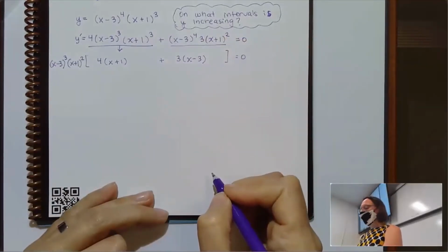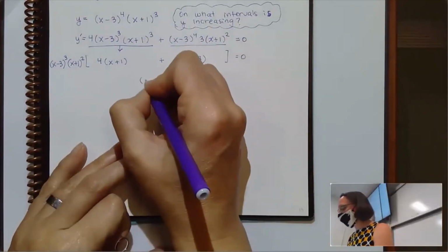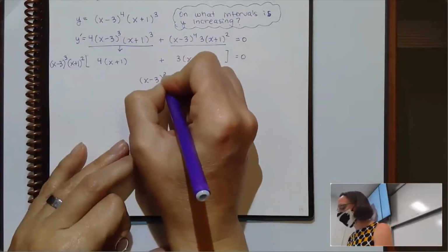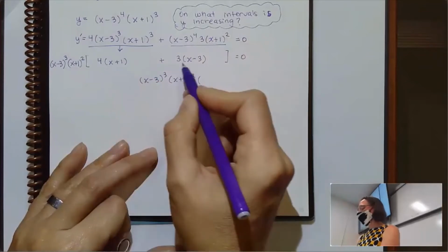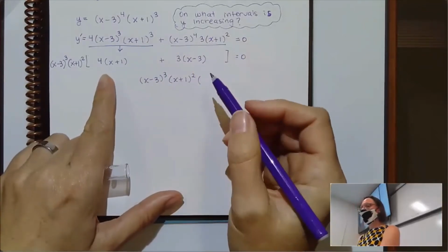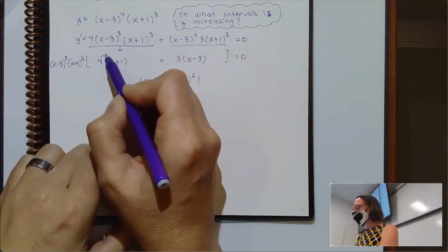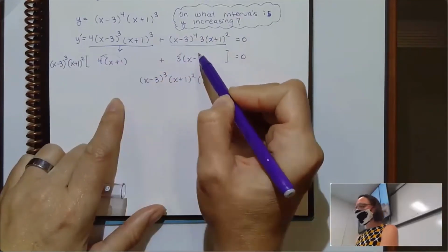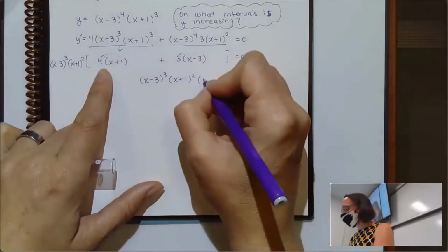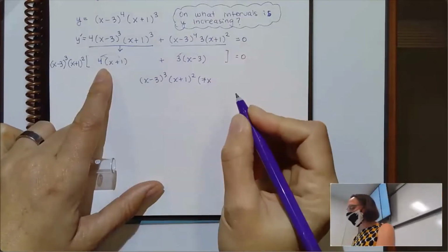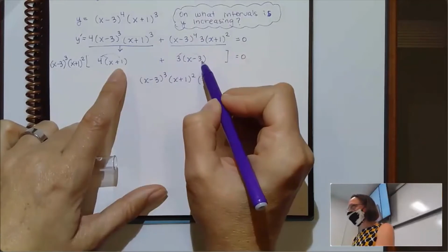Visually, it's a little hard for me to deal with it all separated out like that. So I'm going to collect this together to say (x minus 3) cubed, (x plus 1) squared. And then all of this stuff in parentheses, I'm going to combine together. So I'm going to distribute the 4 and distribute the 3. So I'll end up with a 4x plus a 3x. And then I'll end up with a 4 minus 9.